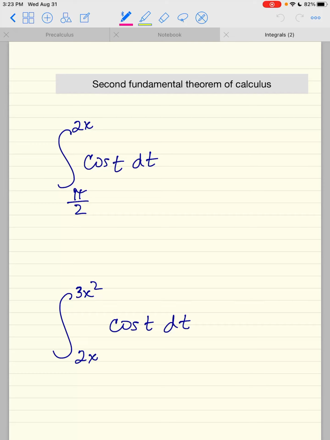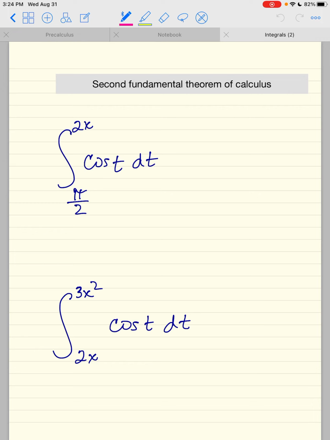Hey guys, in this video I'm going to talk about the second fundamental theorem of calculus. The first fundamental theorem of calculus was basically our integrals plugging in our upper bound and our lower bound and then subtracting the two values. That was giving us the area under the curve. In this video, I'm going to show you what happens when you take the derivative of an integral.